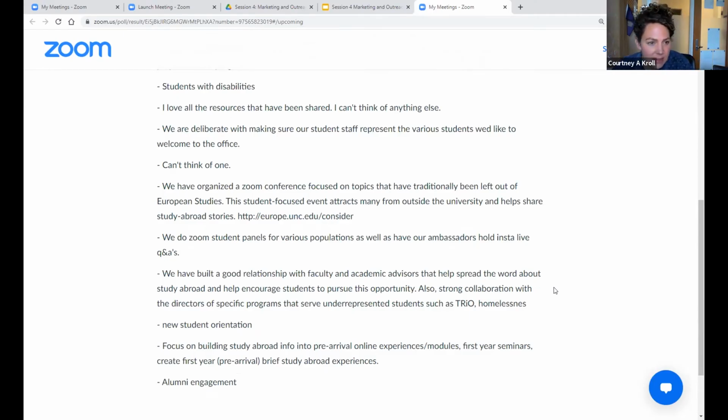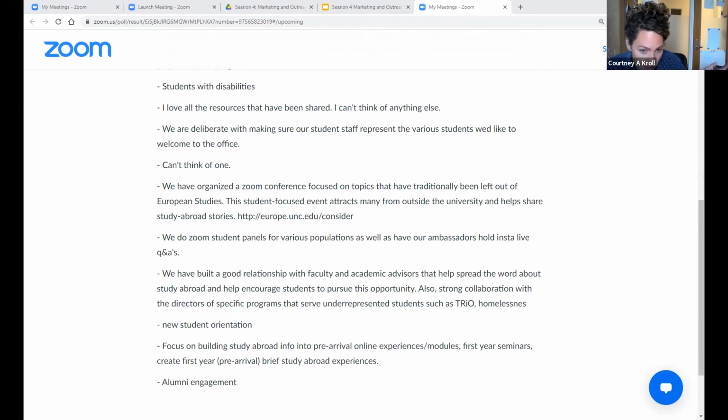Wow, so many ideas here. I saw Instagram takeover. That's something that we've been trying to do in my office with some success, and then we're keeping those recorded and putting them on the website for students who couldn't actually attend. Great idea. I see a lot of using students, right? Using alums to help spread the word. Students with disabilities, I'm assuming that means working with those particular students to spread the word about their study abroad experiences, or, you know, with a disability.